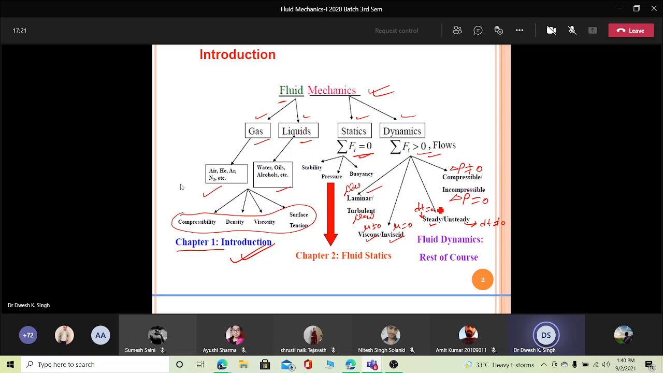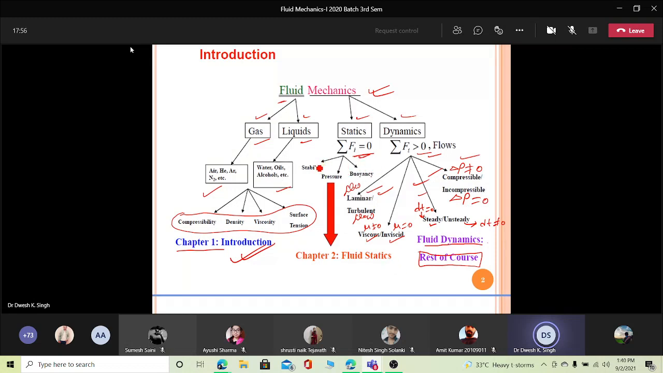So this is how dynamics is classified. Fluid dynamics is the rest of the course after this fluid statics. The rest of the syllabus will be based on these different types of flow. But first, we are going to start the statics.